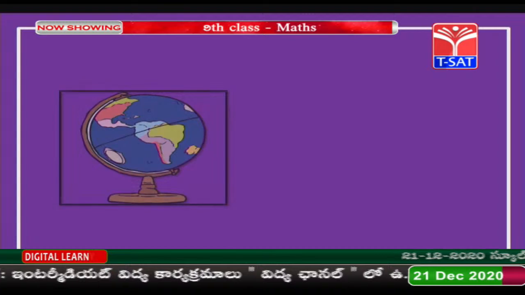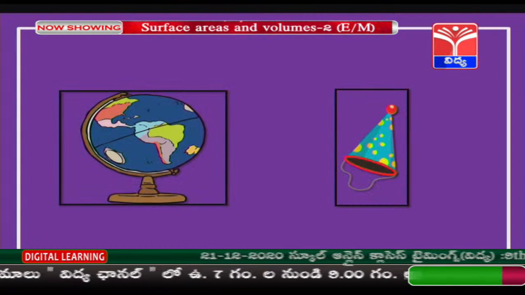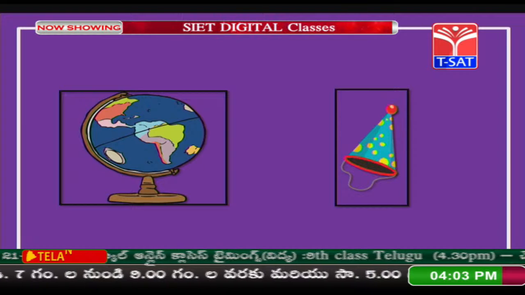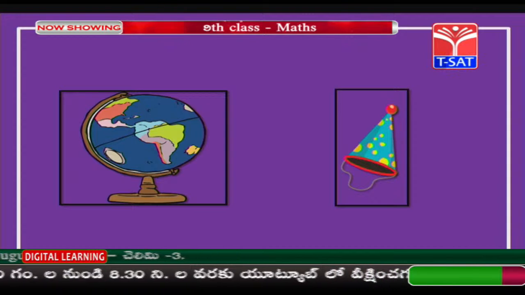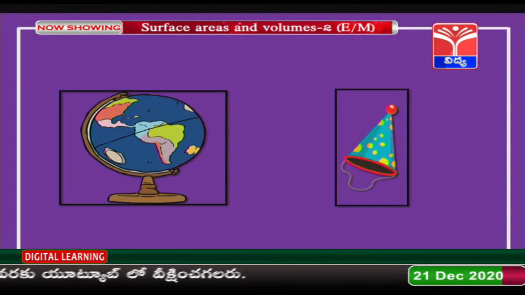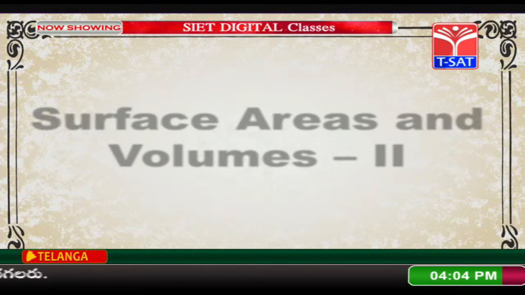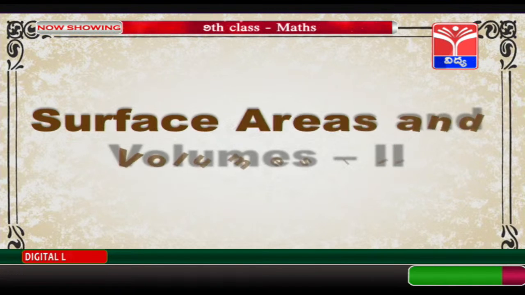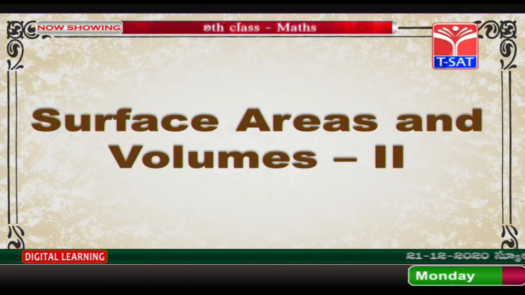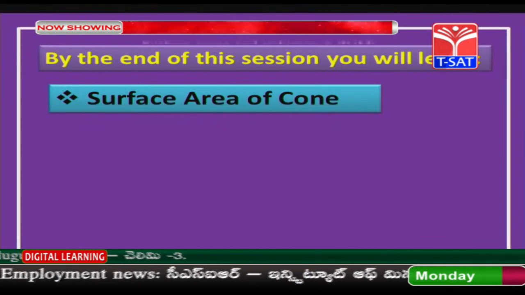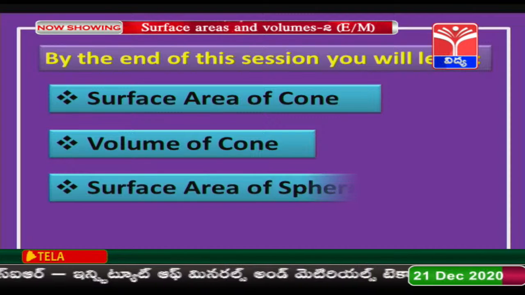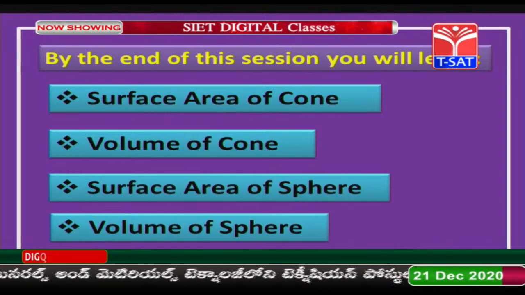Children, can you just identify the figures shown on your screen? Yes, you are right. A globe and a birthday cap. But what is the shape of these figures, children? The first one is a sphere and the second one is a cone. So, today, children, in our session, we are going to learn about surface areas and volumes part 2. In this, we are going to learn about the volumes of sphere as well as the cone. By the end of this session, you will learn surface area of a cone, volume of a cone, surface area of sphere and also volume of a sphere.